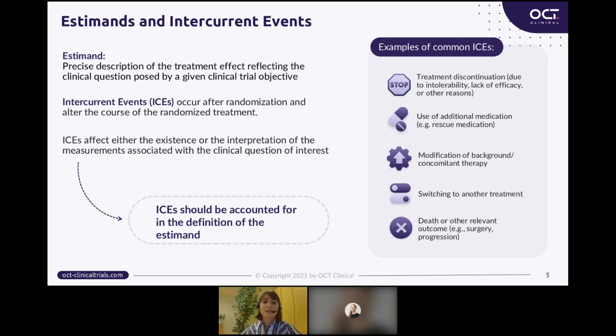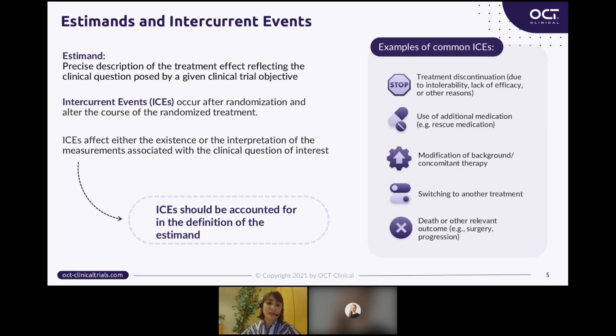Randomization provides a basis for such causal inference and protects against bias, but intercurrent events which occur after randomization and alter the course of randomized treatment can break the link between randomization and actual treatment received. It may lead to difficulties in attributing causal effects to the intervention of interest.